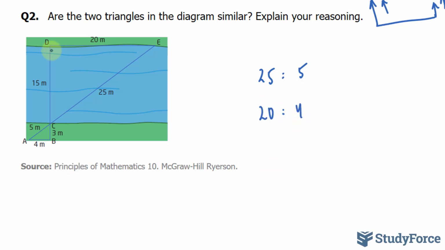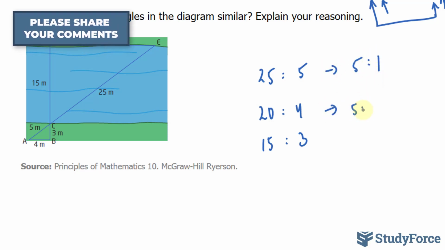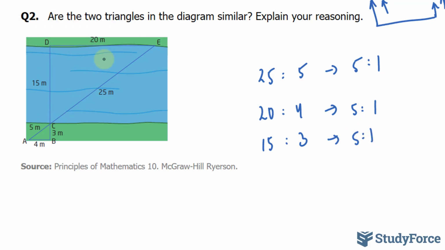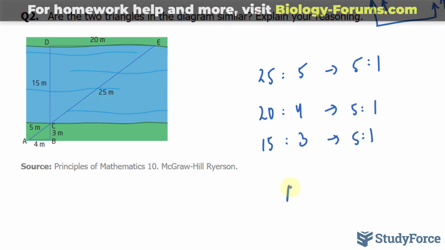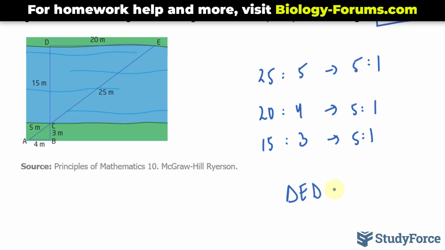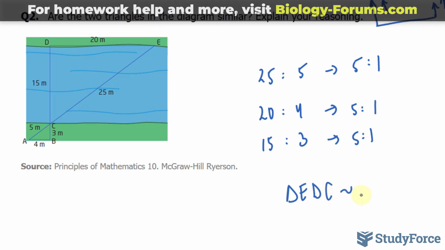And this length and this length can be compared. If we reduce these ratios down, we end up with 5 to 1, 5 to 1, and 5 to 1. This means that the larger triangle is 5 times larger than the other one in all three sides. Therefore, the triangle EDC is similar to the triangle ABC. Let's write that down. Triangle EDC is similar to triangle ABC.